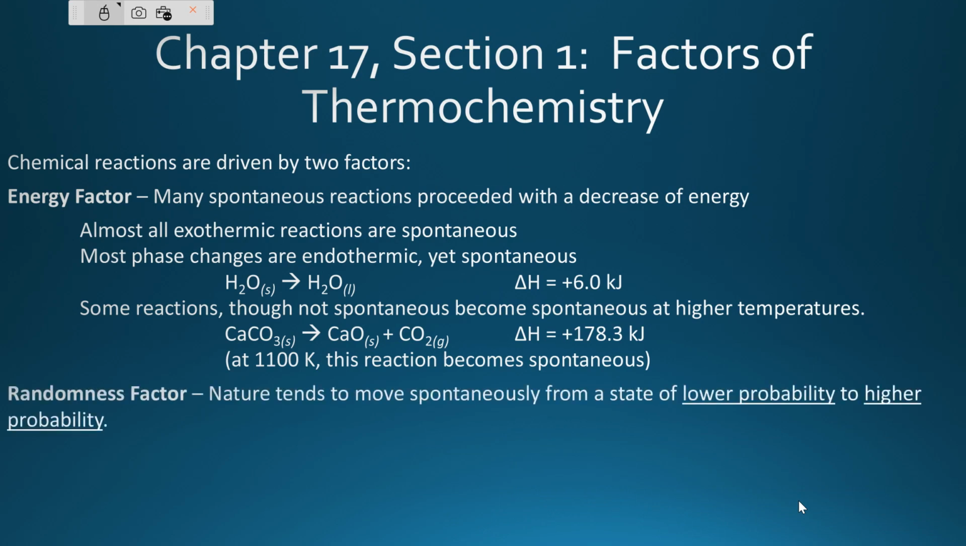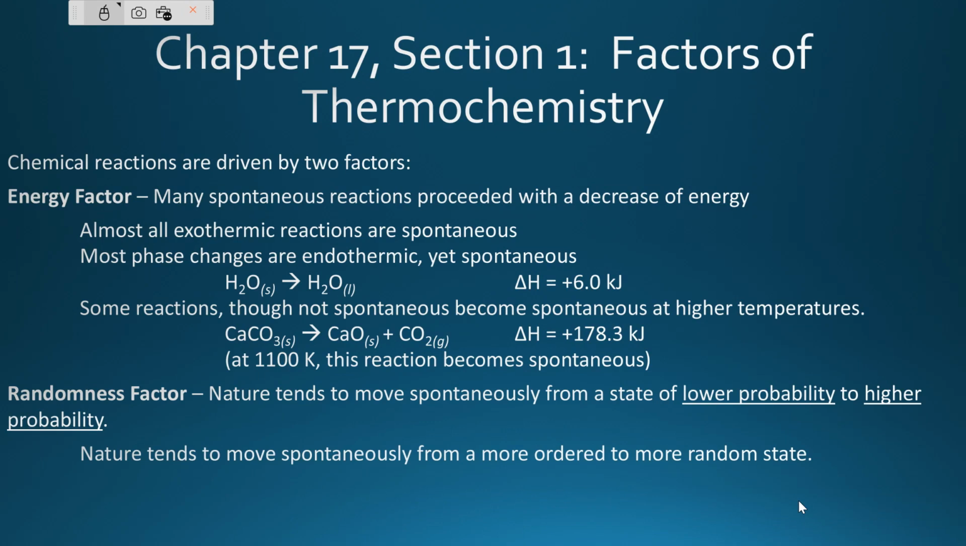Now, another factor that would be driving these chemical reactions is what we consider to be the randomness factor. Nature tends to move spontaneously from a state of lower probability to higher probability. Okay, so what that means is we can go from a more ordered to a more random state. Think about the different states of matter. We have a solid where all the particles are stuck together really tightly, a little bit more fluid with the liquids, and really spread out with gases.